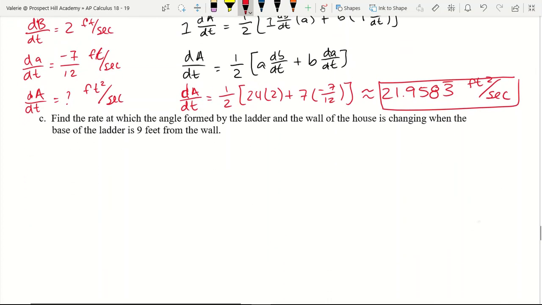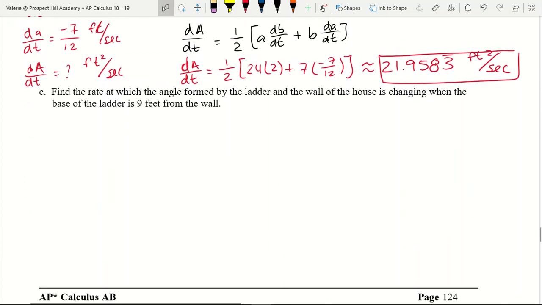All right, and then the last problem on this page, we want to find the rate at which the angle formed by the ladder and the wall of the house is changing when the base of the ladder is 9 feet from the wall. So again, we're looking at the same triangle. Ladder is 25. Now our base is 9. Okay, and we need to figure out what our a is going to be.